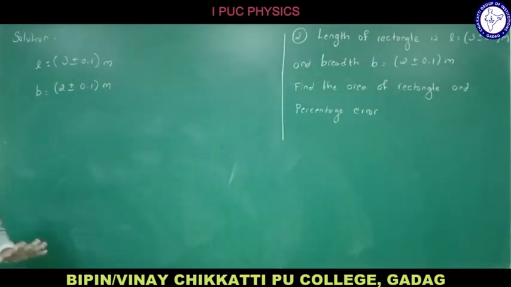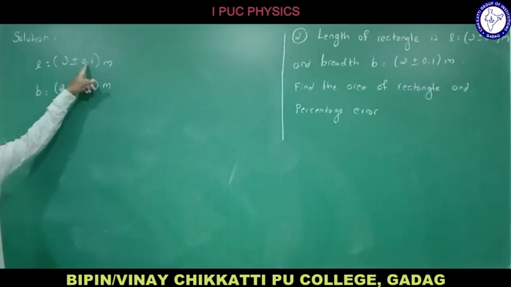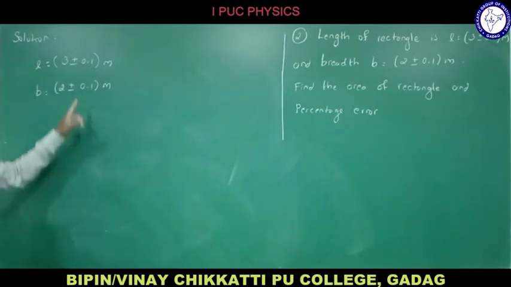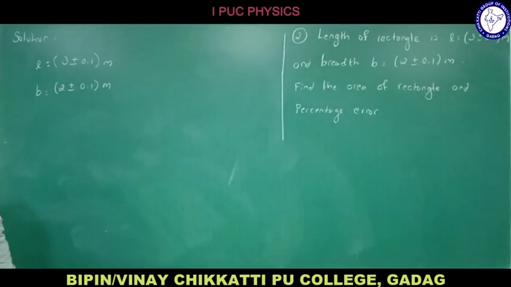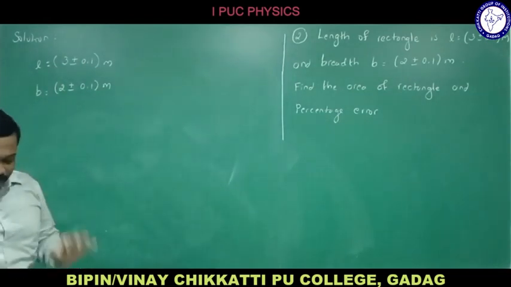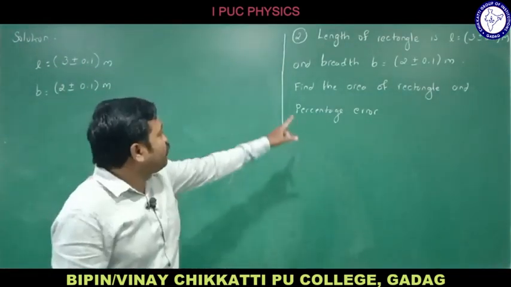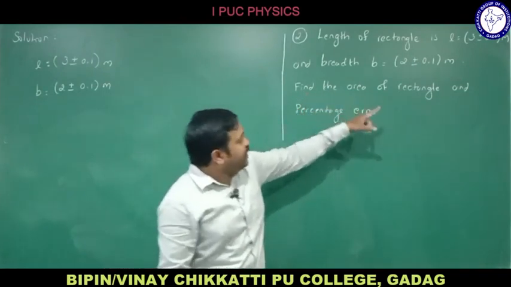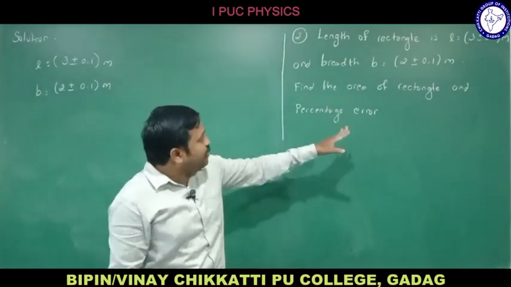Come on, tell me, what is 0.1? It is the absolute error in L. What is 0.1? Absolute error in B. First of all, in order to calculate, first understand here, we need to find the area of the rectangle and percentage error.